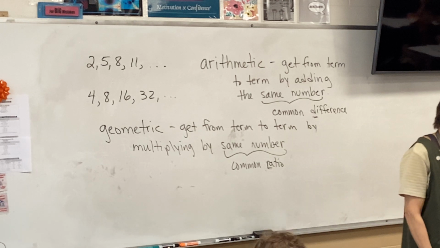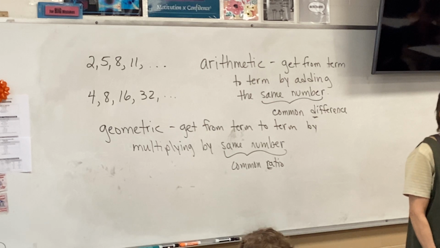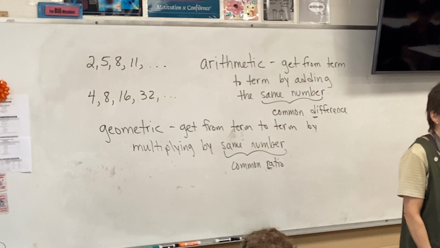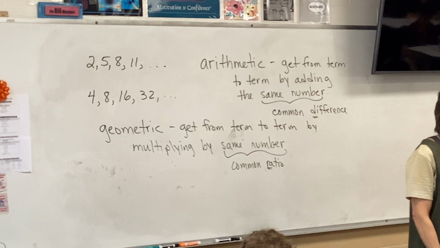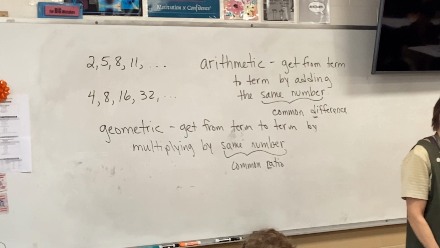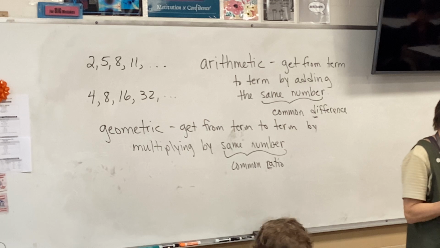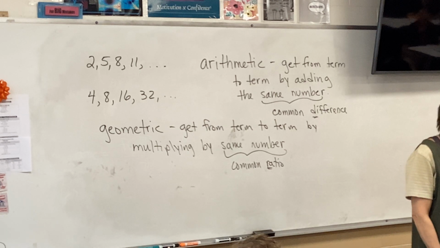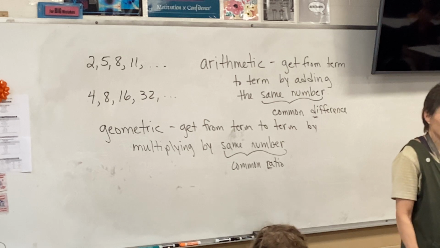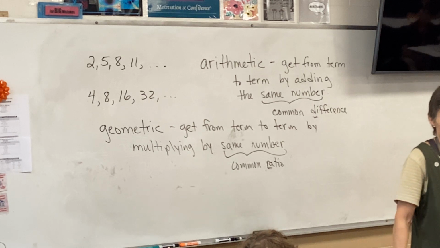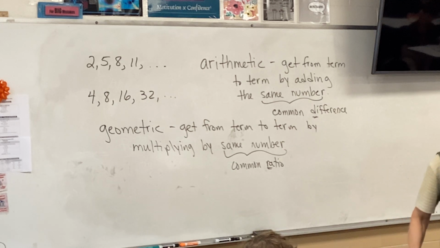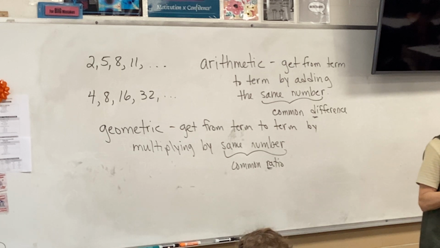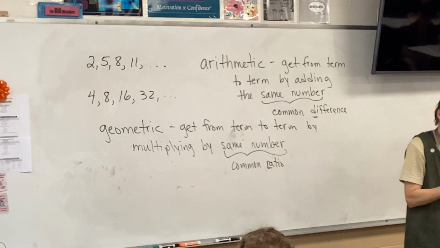All right, how about E? Geometric, and the ratio is the number you're multiplying by, and it is 2. How about F? Arithmetic, and the difference is 2. And finally, how about G?